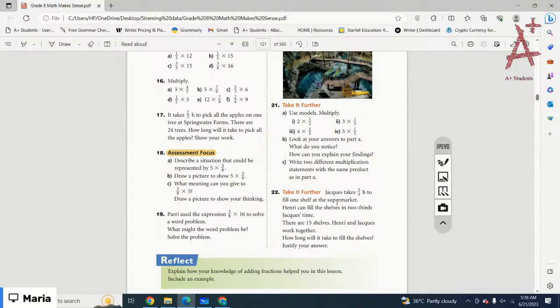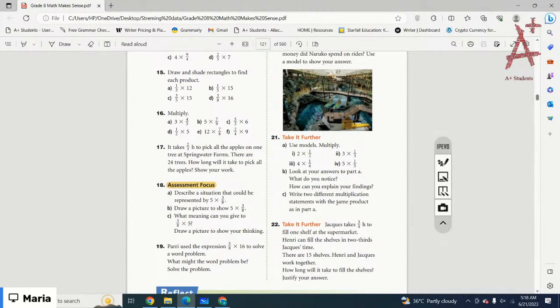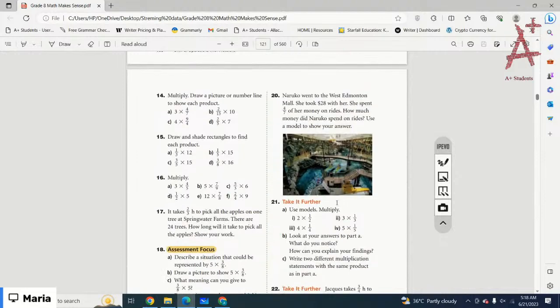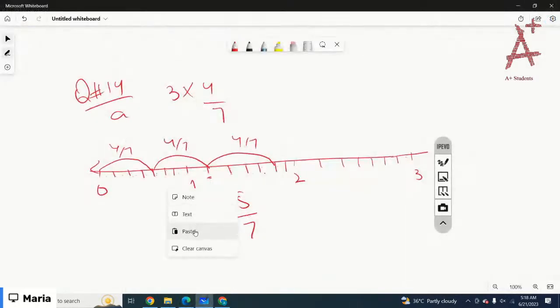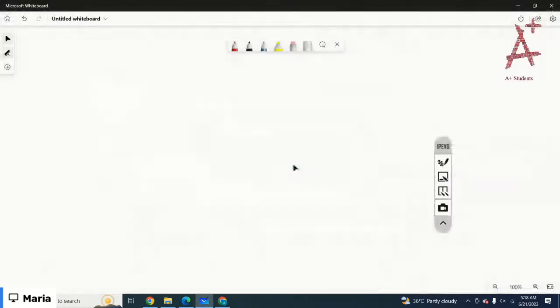Okay, just look at question number 20. Naruko went to the West Edmonton Mall. She took $28 with her. She spent 4 by 7 of her money on the rides. How much money did Naruko spend? Okay, you have to calculate 4 by 7 of 28 actually. Got it? You have to calculate. That is question number 20.